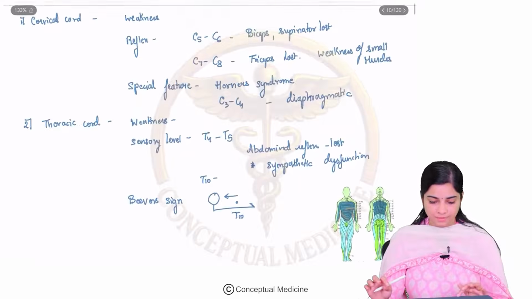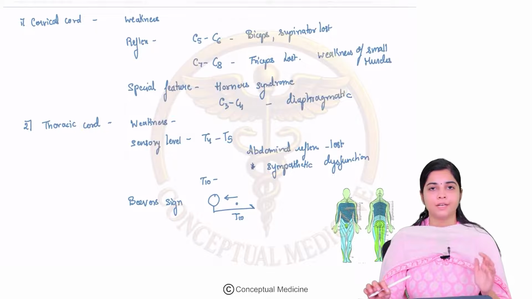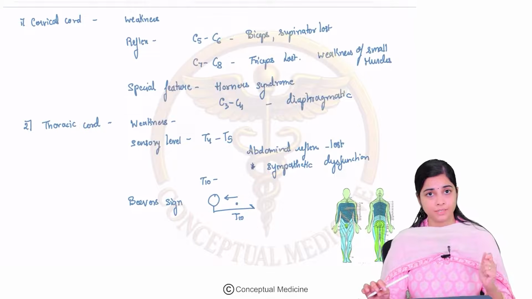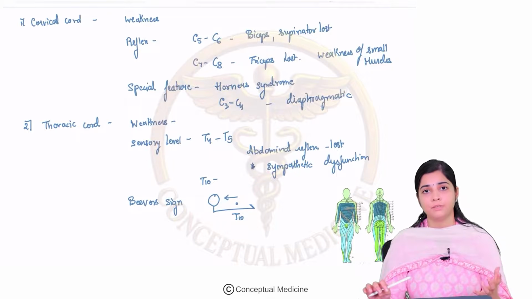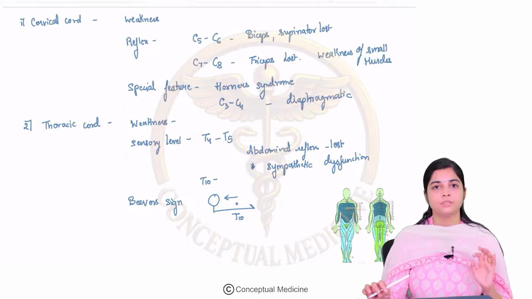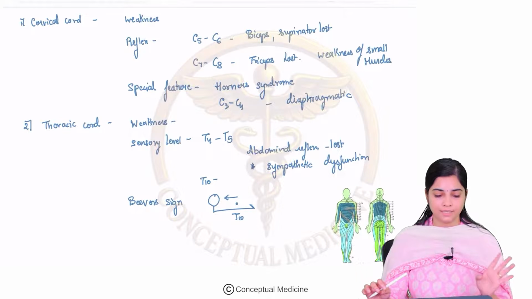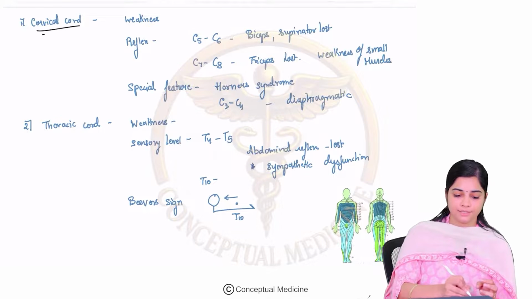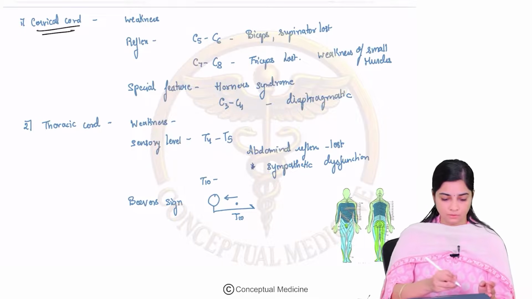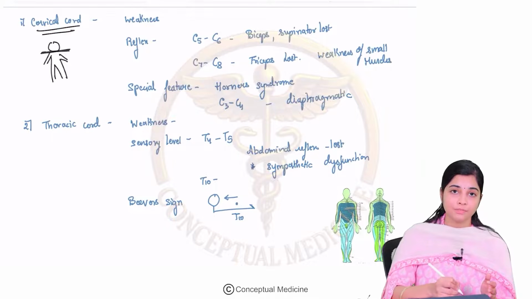Okay, clear. Now, we will look at certain signs which we can see to identify at which level the problem is. It need not always be a compression, it can be a non-compressive myelopathy, it can be inflammation of the spinal cord, right? It can be anything. So, at which level a particular neurological deficit is happening and which level the lesion is, how do you localize that, we will see. If the lesion is at the level of the cervical cord, then what type of weakness will you have?